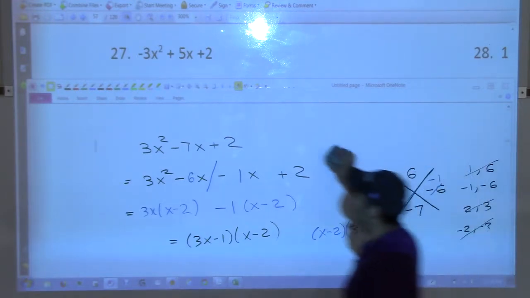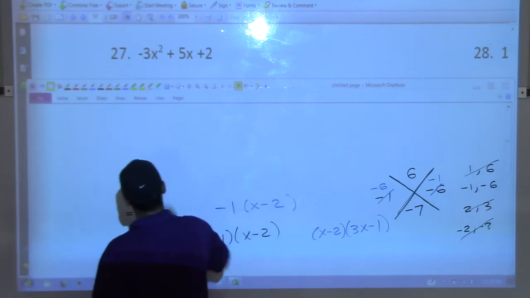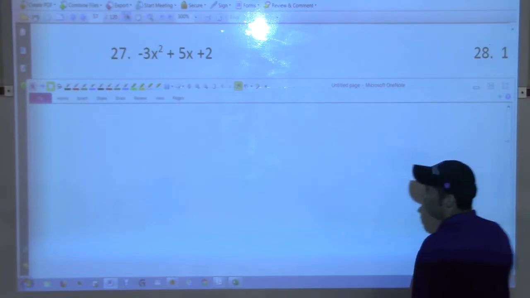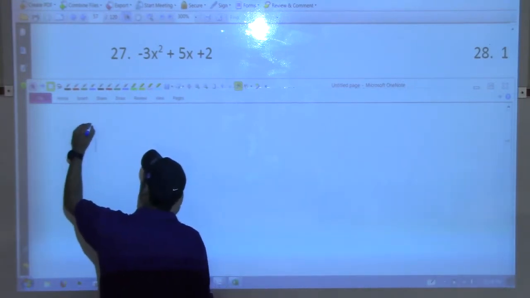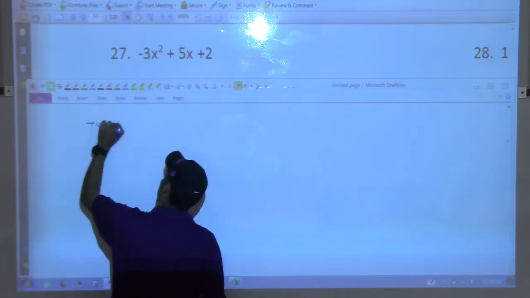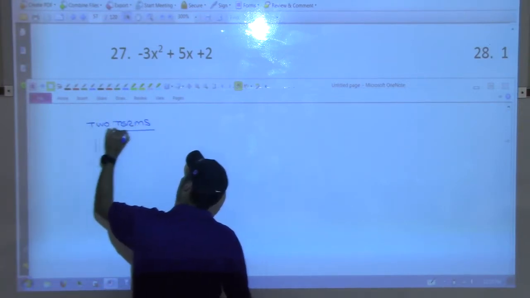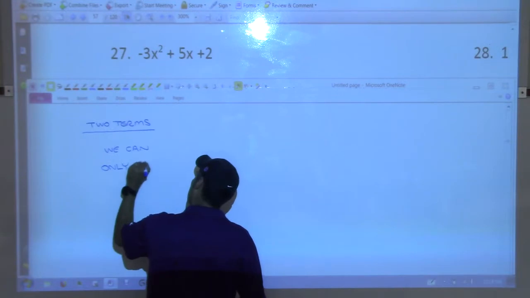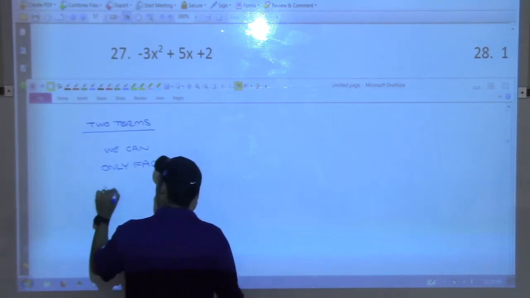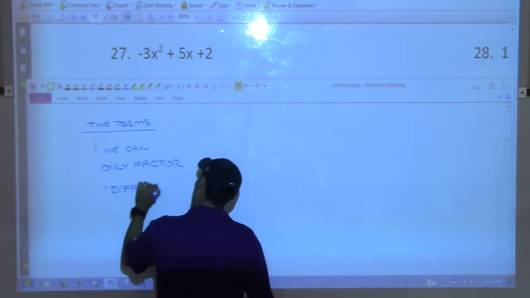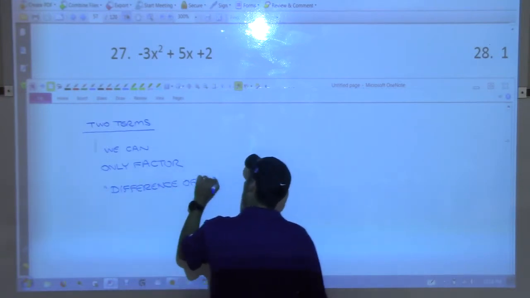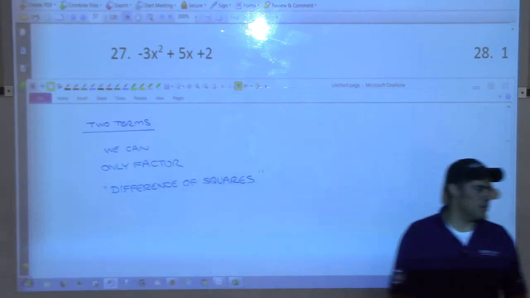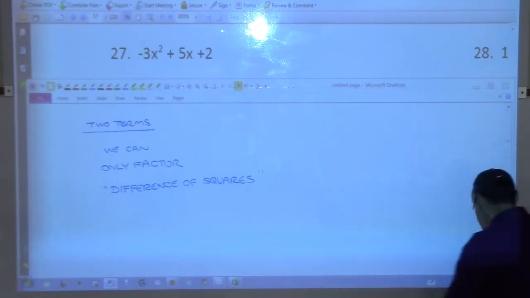Okay, so here's a new problem. So when it comes to two terms, I'm just going to write this down here. When it comes to two terms, we can only factor this thing called the difference of squares. I'm lying to you though, you can actually do a difference of cubes, but in this class we won't touch difference of cubes. We're just going to do difference of squares.